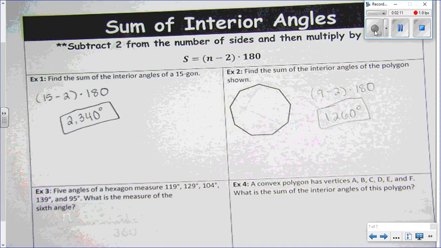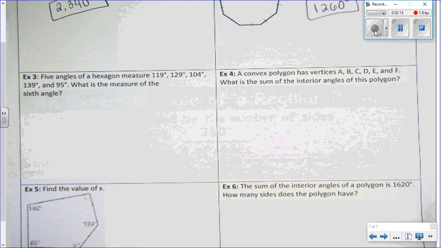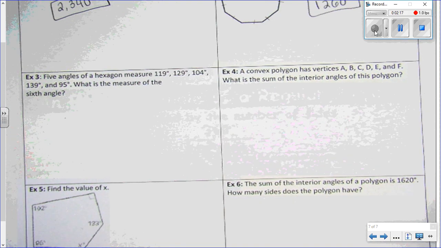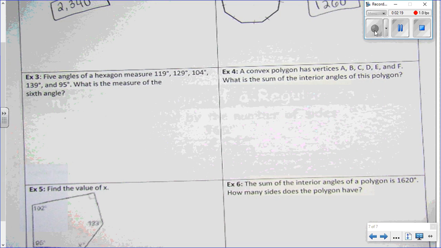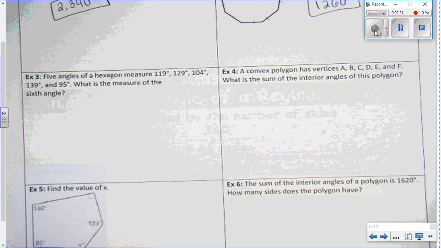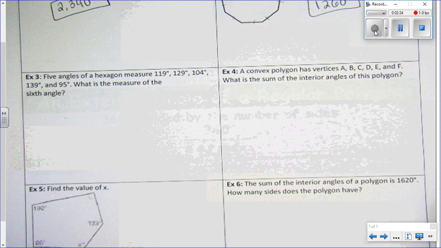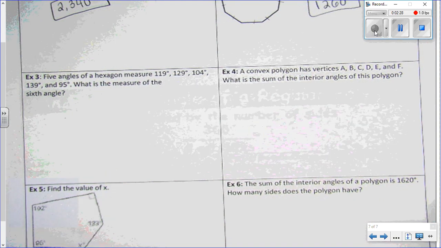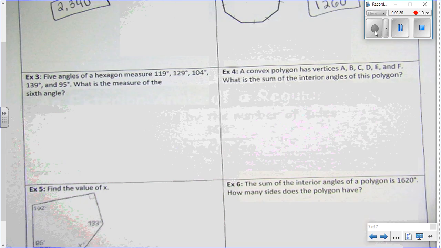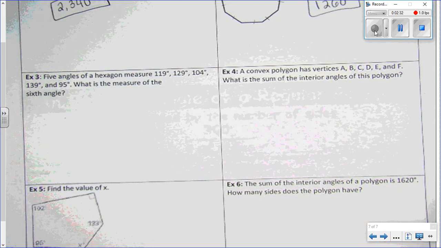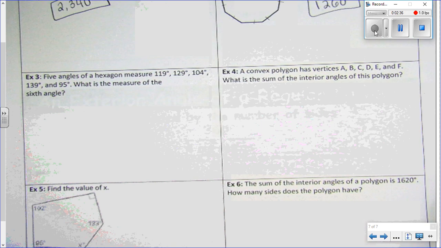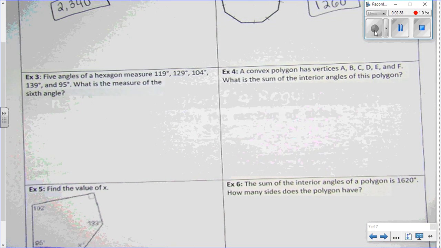All right, example 3. It says 5 angles of a hexagon measure 119 degrees, 129 degrees, 104 degrees, 139 degrees, and 95 degrees. What is the measure of the 6th angle? So first of all, how many sides does a hexagon have? 6. So if it has 6 sides, it has to have 6 angles. They only gave you 5 angles, and they want to know what the 6th one is.